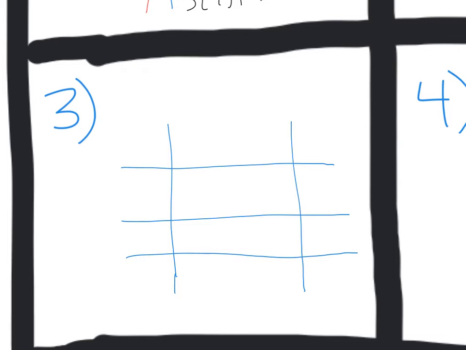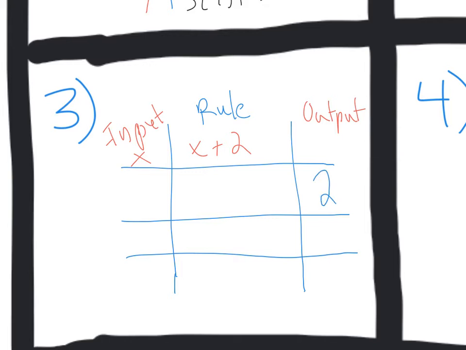Alright. Once again, our rule goes in the middle. And this time they tell us it is x plus 2. That's our rule. Our input on the left, which is your x, and your output on the right. Okay. So this time they're actually giving us the outputs, and they want us to work backwards to figure out what the input was. So here it was 2, 3, and 8.